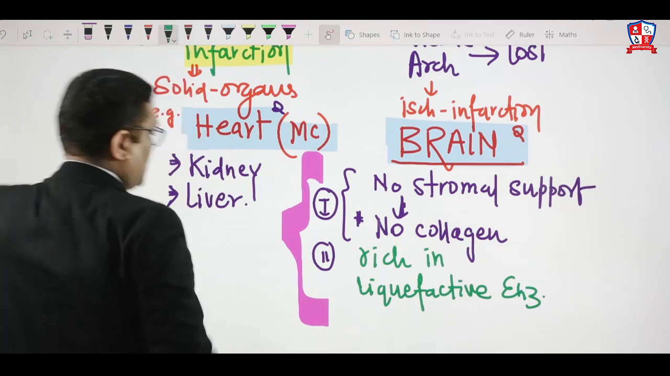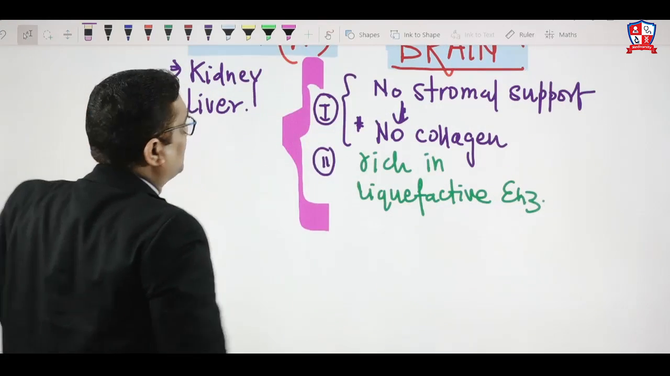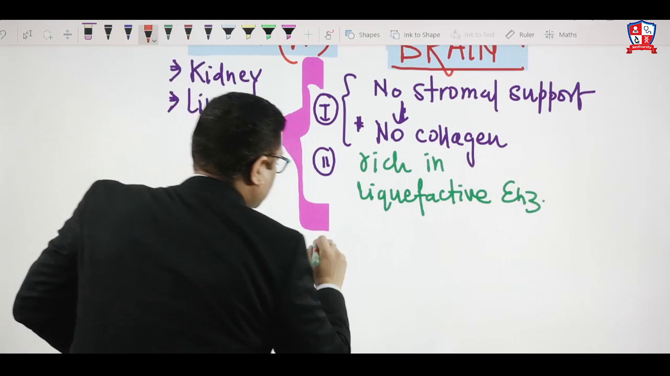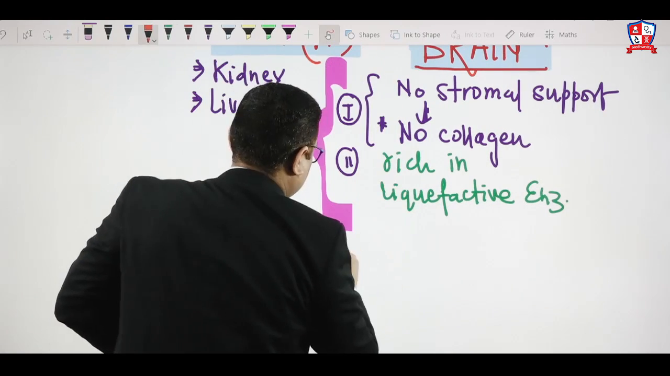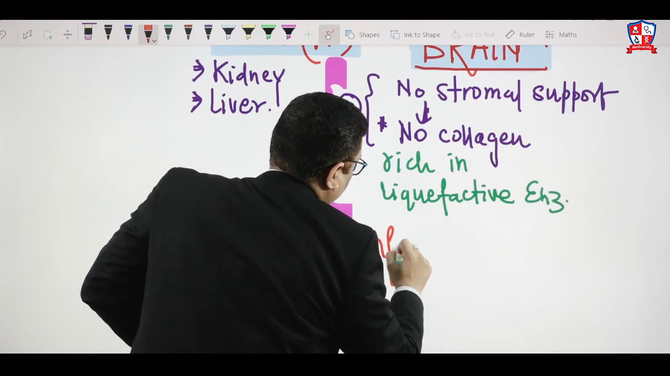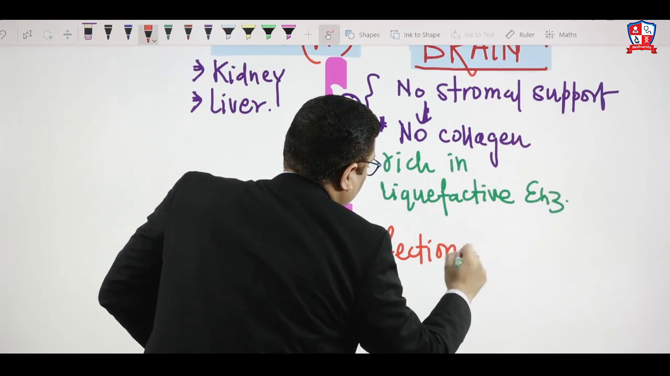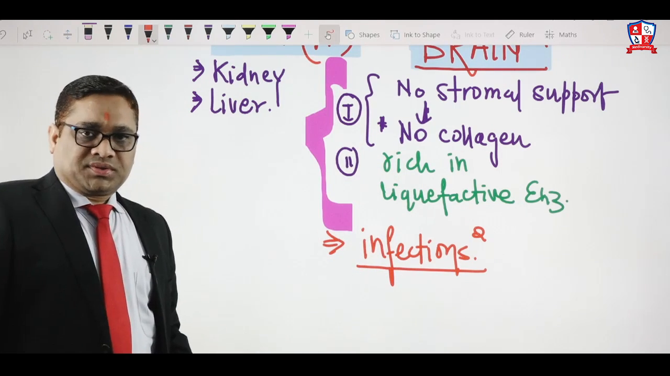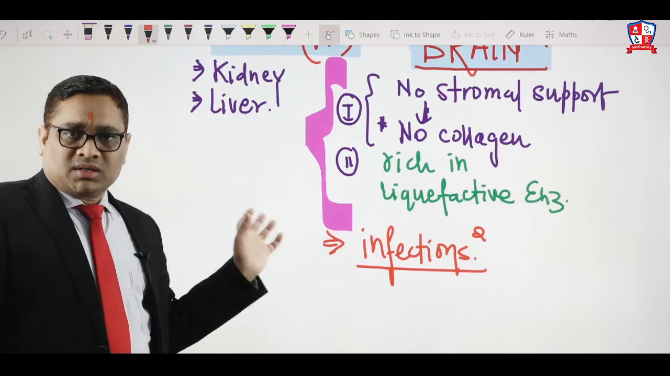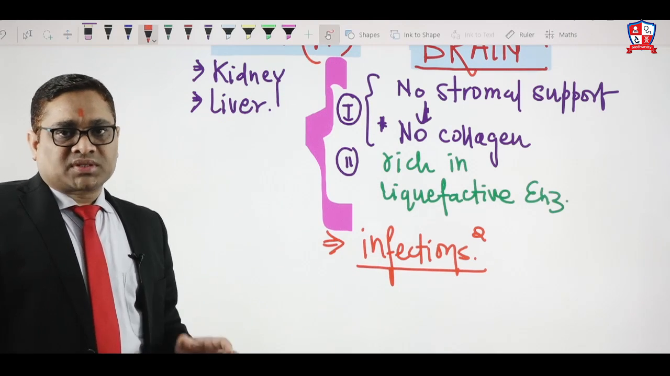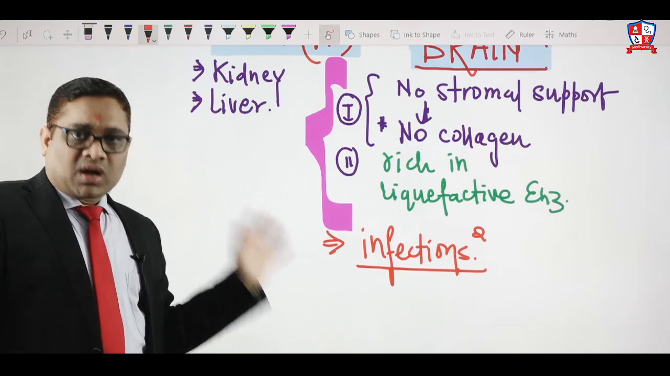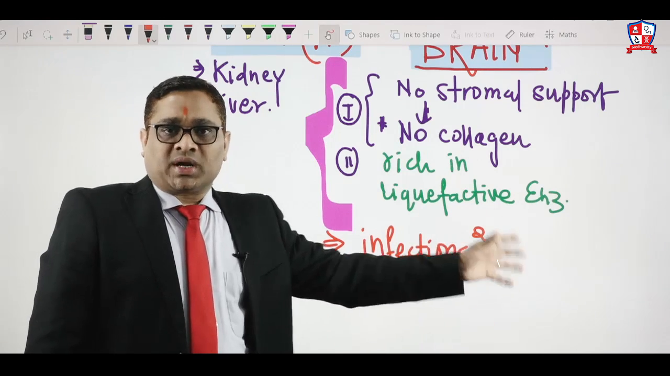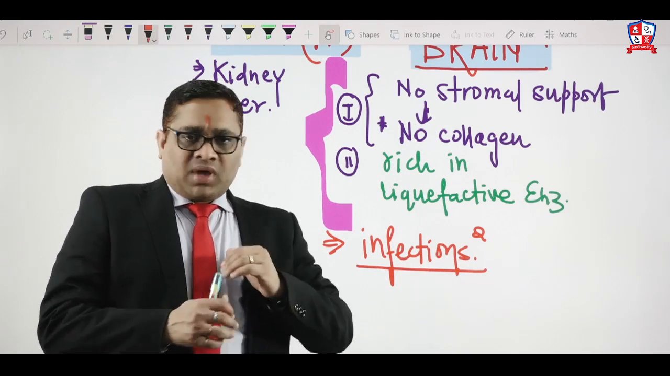Apart from that, liquefactive necrosis will be seen in infections also. So just keep that in mind. Whenever we are seeing any infections, bacterial enzymes will be released and they will cause liquefactive necrosis, right? So these are the two patterns of necrosis which we have discussed: coagulative, liquefactive. Coagulative is most common, tissue architecture will be preserved. Liquefactive is less common, tissue architecture will be lost, right? So we have discussed two patterns.